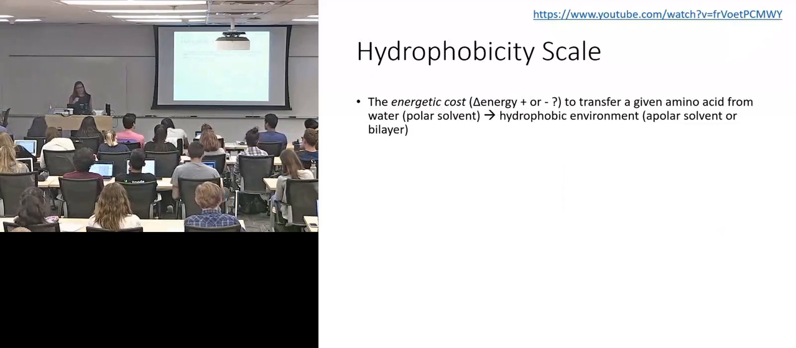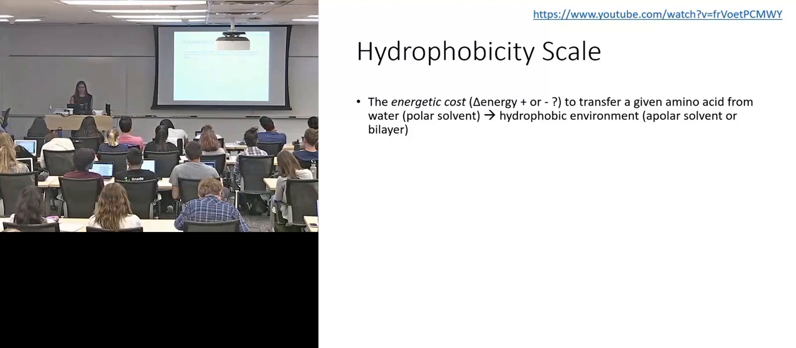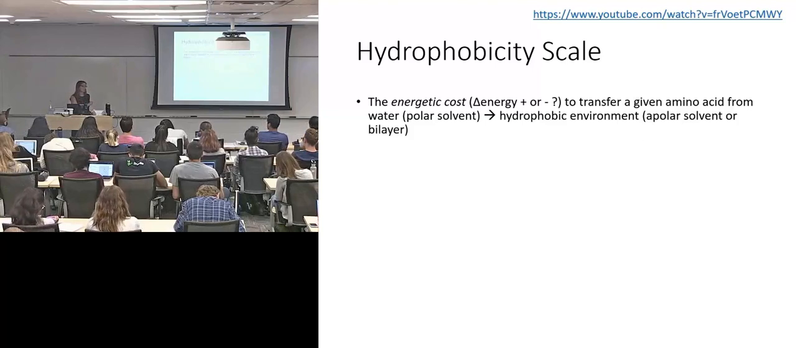Okay? The key thing here is that the hydrophobicity scale tells us an energetic cost, change in energy, positive or negative, to move any given amino acid from water to a hydrophobic environment. So that could be an apolar solvent or moving it into the bilayer. Stuff that is nonpolar wants to go from water to something nonpolar. That would be a net negative change in energy. That's energetically favorable. That wants to happen.